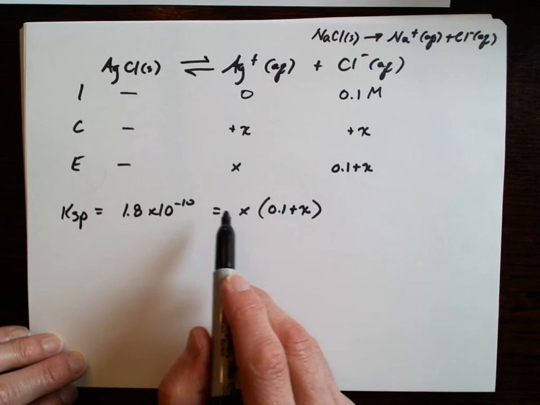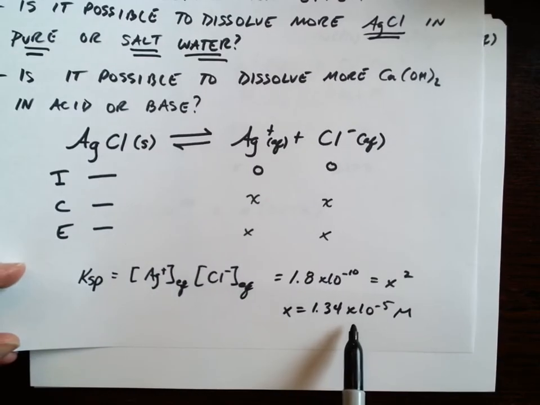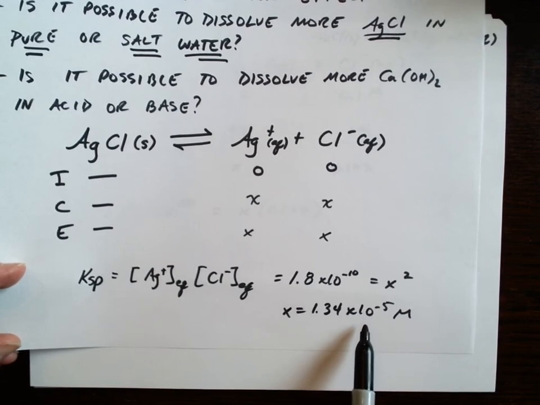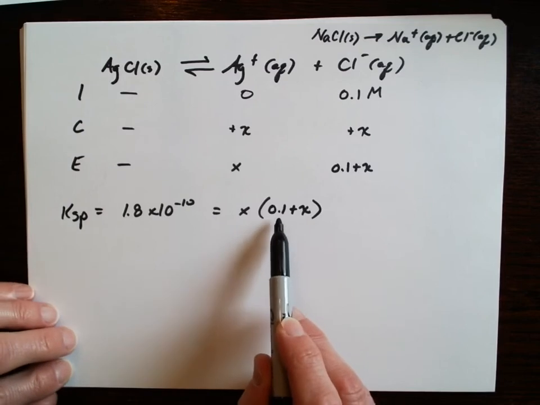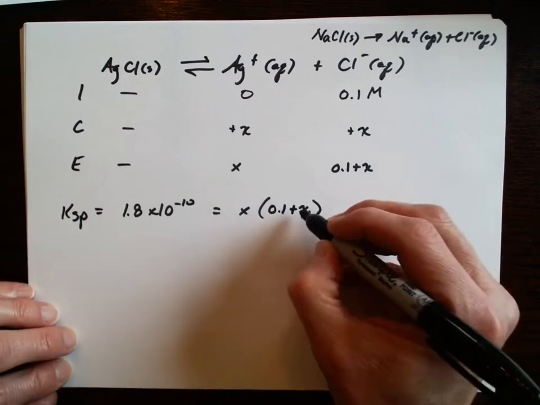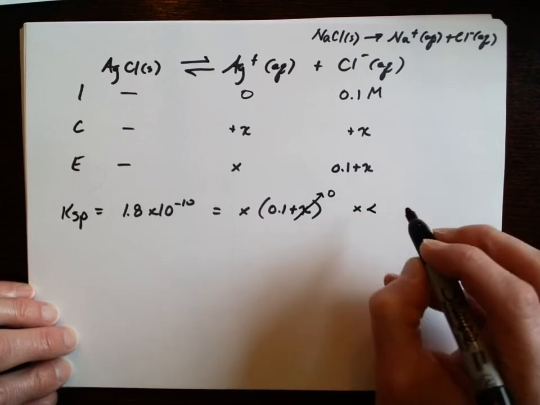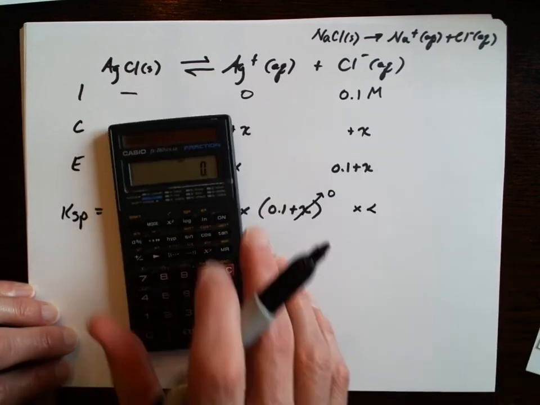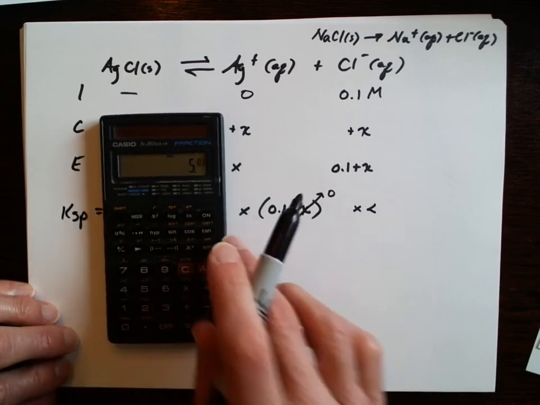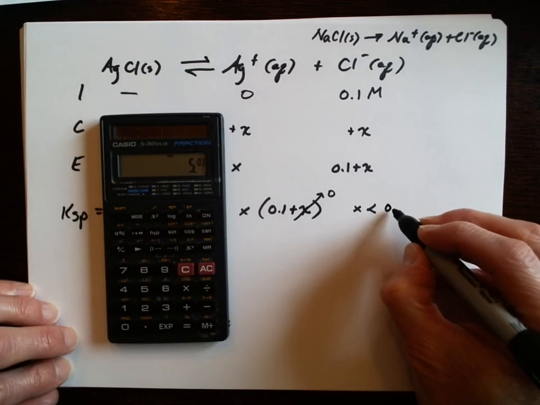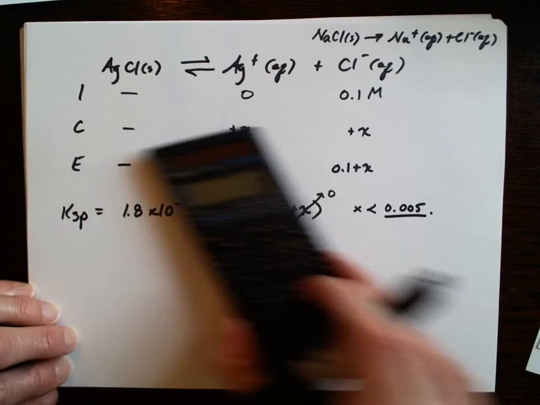But we probably recognize, even in pure water, that the amount of dissociation is going to be really tiny. 1.34 times 10 to the negative 5th, if that's roughly the value of X, that's really small compared to 0.1. So we're going to assume this is 0. We're going to say X is going to be less than 5% of 0.1. Let's see what that is. 0.1 times 0.05. You all remember this particular approximation we make. So it's got to be less than 0.005. We need to come back and check that.